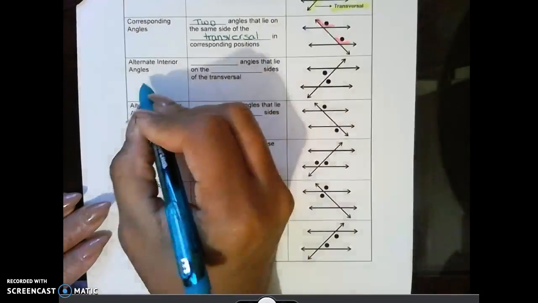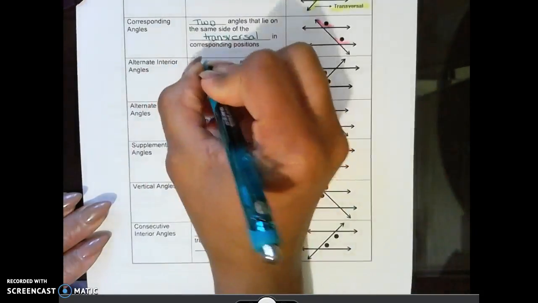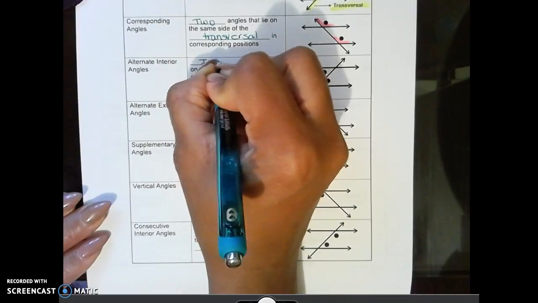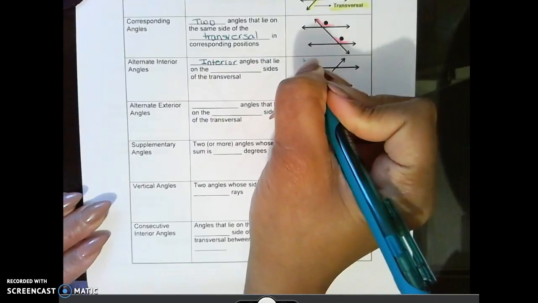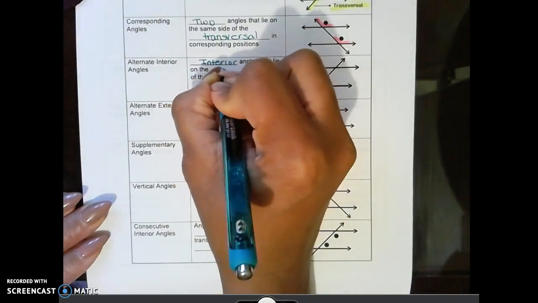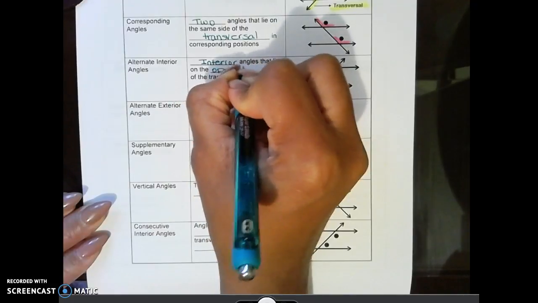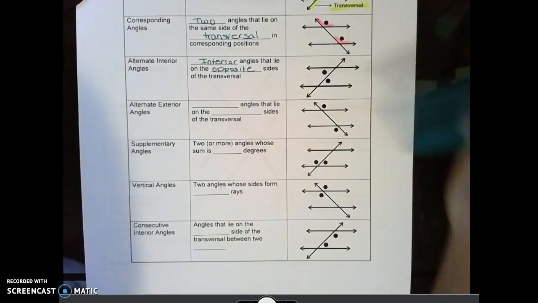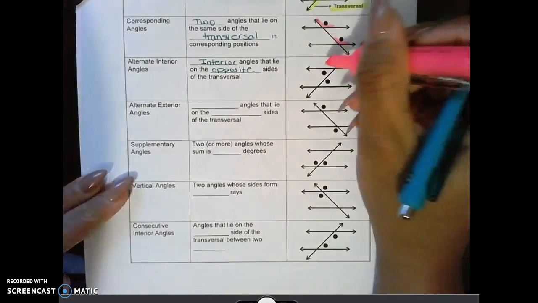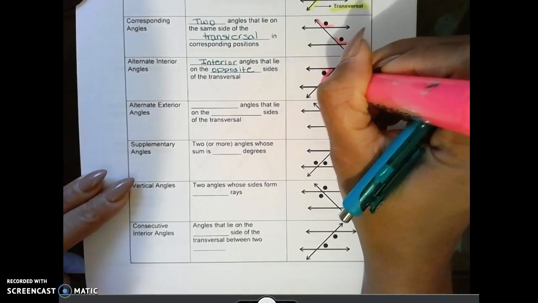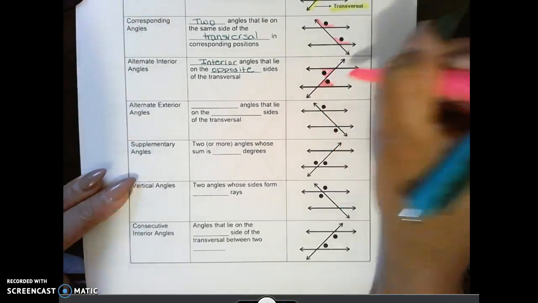And then we have alternate interior angles. Alternate interior angles are interior angles that lie on the opposite side of the transversal. And when I say interior, interior means inside. So these angles here, they are inside, but they're on opposite sides of the transversal.